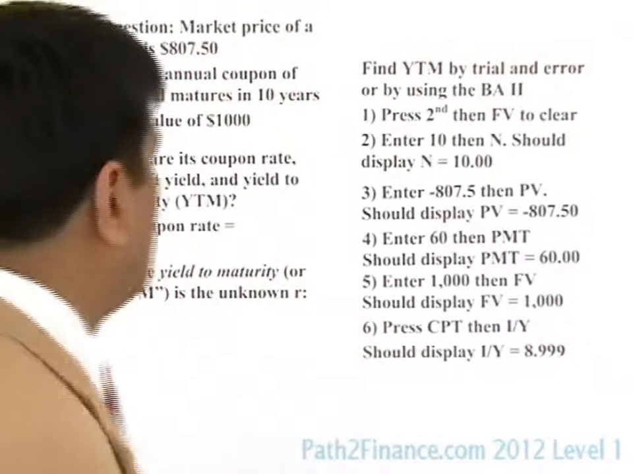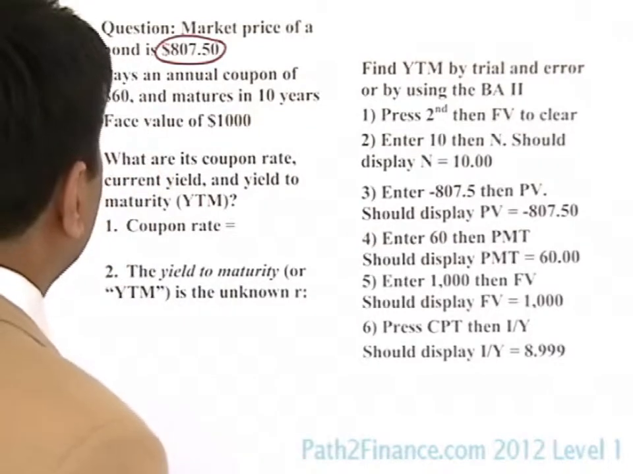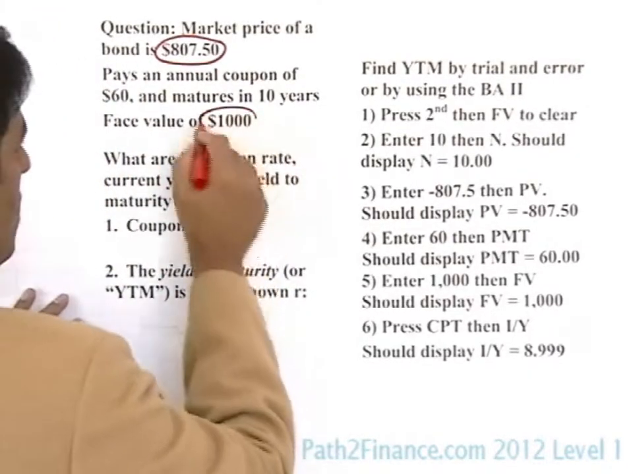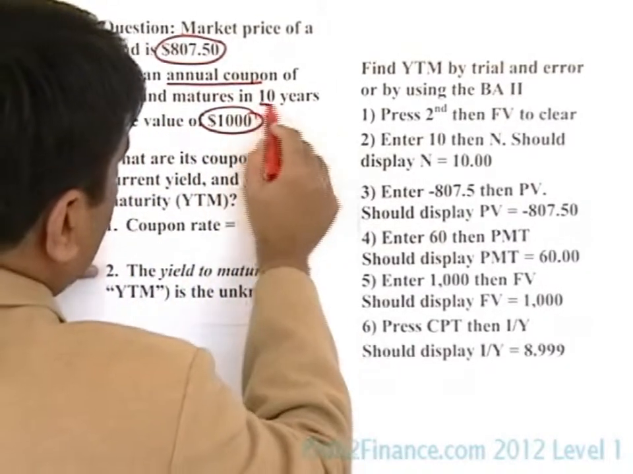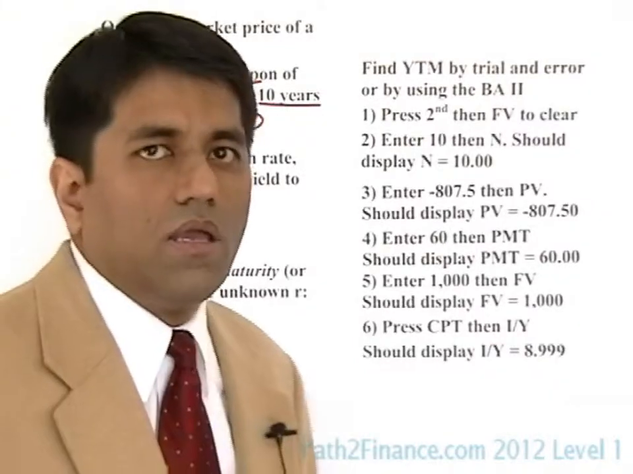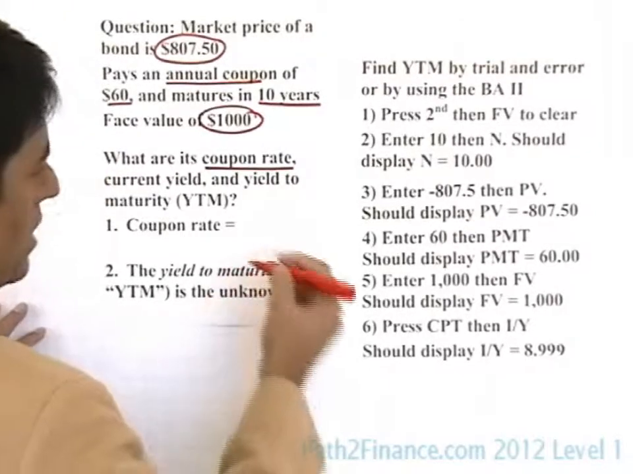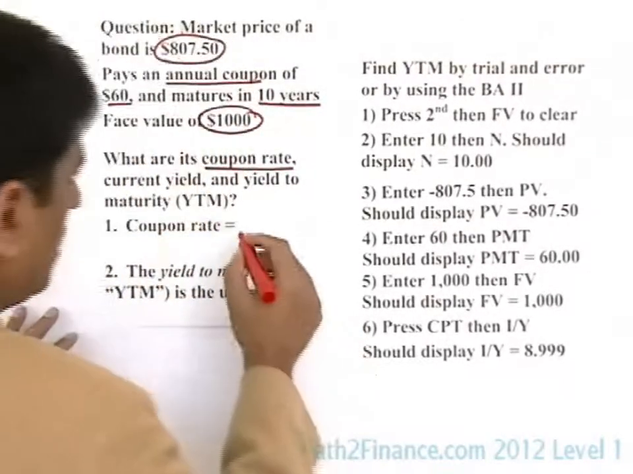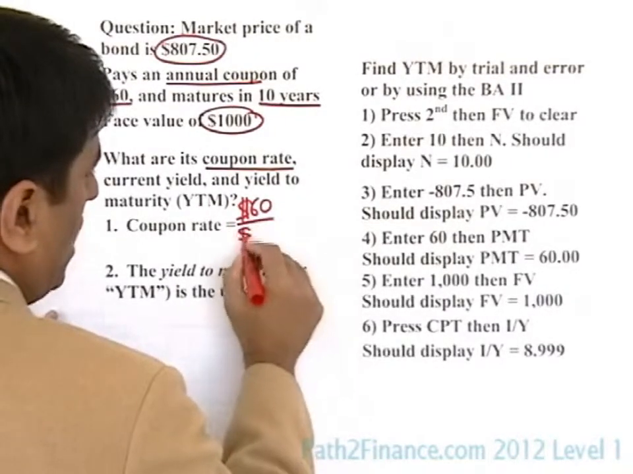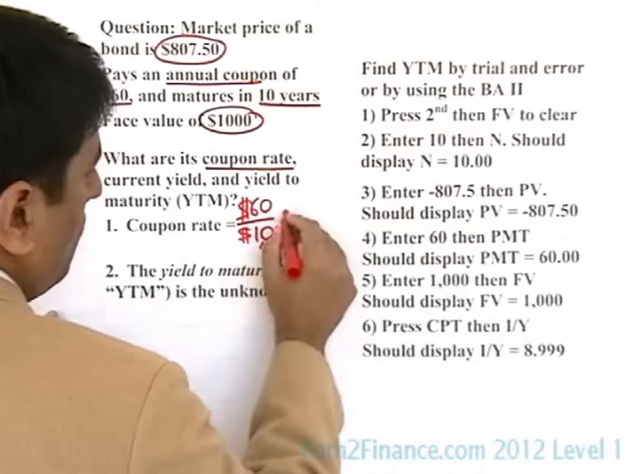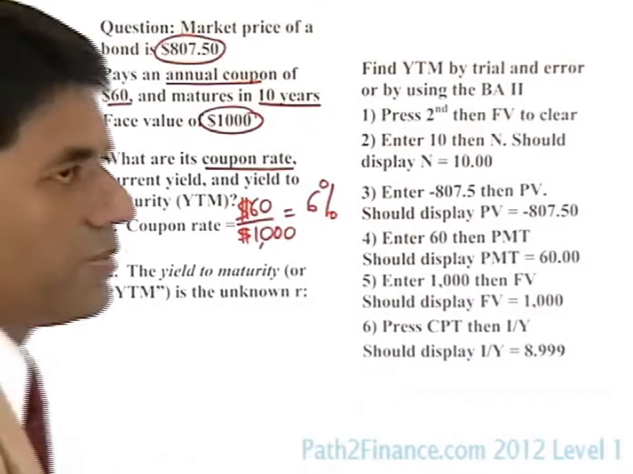Next we have a bond which is priced at $807.50. It's a face value $1,000 bond. The coupon payments are $60 annually, and the bond matures in 10 years. So the first question is, what is its coupon rate? Well, coupon rate is the coupon payment divided by face value. So that would be $60 divided by $1,000. That would be 6%. The coupon rate is 6%.